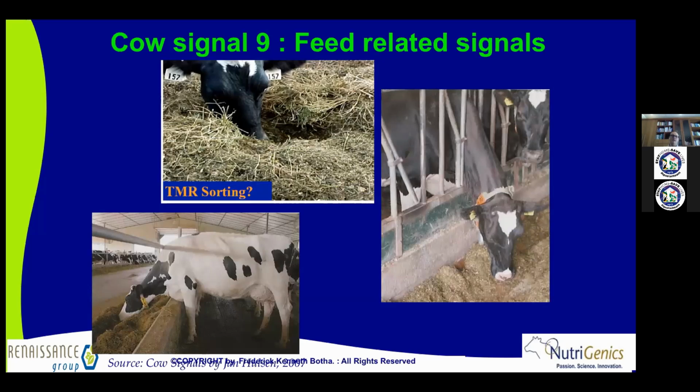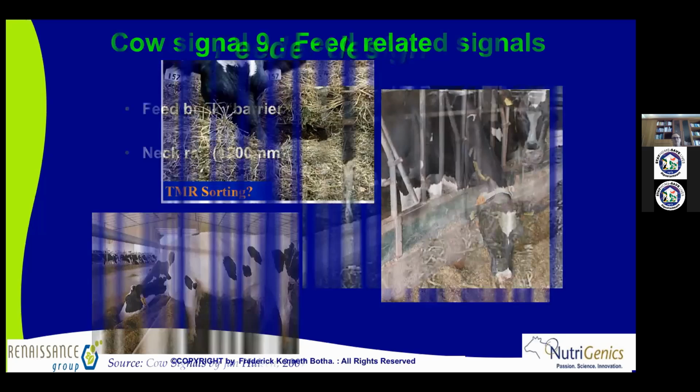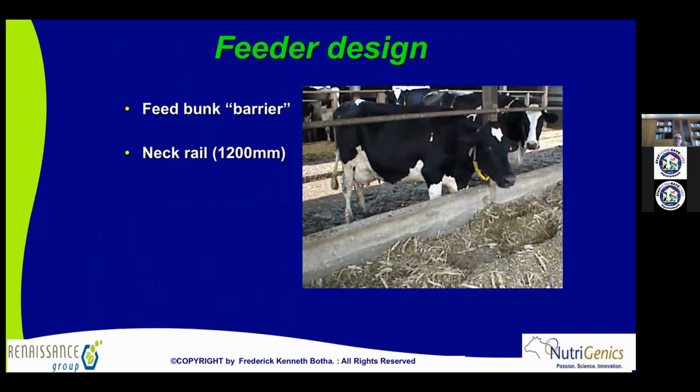If I look at other feed-related signals, we try to prevent sorting. So if I walk in the camp or through the houses, I look at how they eat. Do I see a lot of sorting? Do I see a lot of holes in that specific TMR, which is an indication that they sort and they try to eat the nice stuff and leave the long fiber particles for later, and we don't want that. We need them to eat every mouthful the same TMR as formulated to make sure that we don't get acidosis.